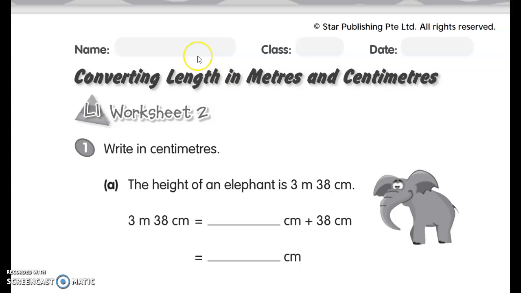Now, please make sure your name, class, and date are written so that when we finally meet up in school, we can tear the papers out and you don't have to write so many times when you hand in the papers to Mrs. Chai, okay? So make sure your name, class, and today's date are written on this paper.